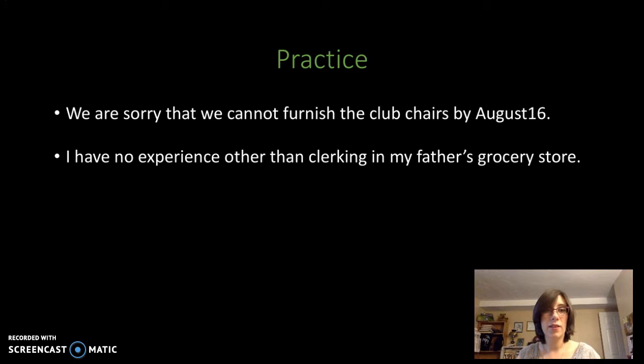Okay, here's another example. "I have no experience other than clerking in my father's grocery store." It's negative. It makes people think that, well, it emphasizes the negative rather than the positive. And so how can we accentuate the positive here? "I have extensive experience clerking in my father's grocery store."